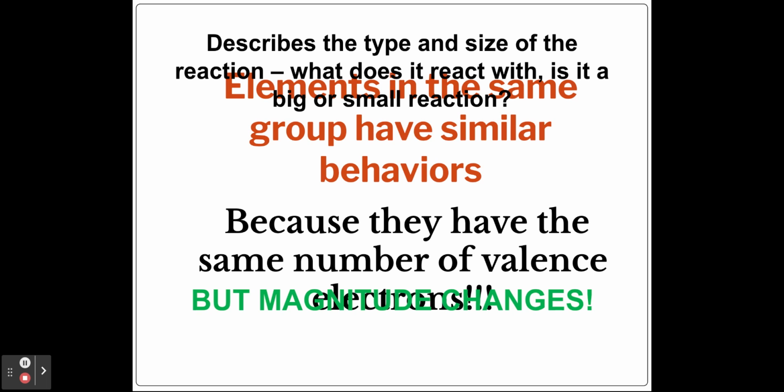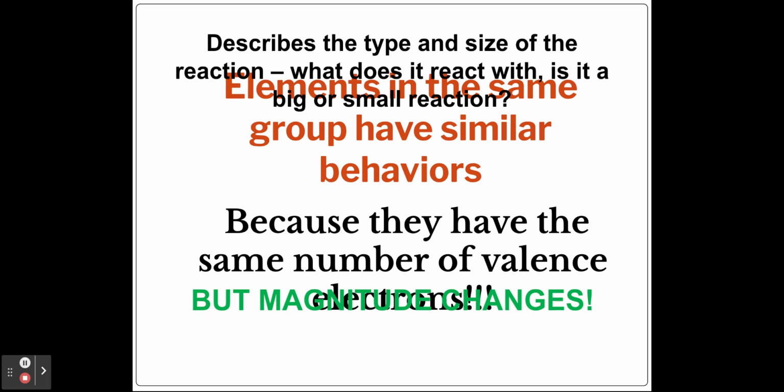So remember, the group number tells you the number of valence electrons for the representative groups, the main groups. So the 1A, 2A, 3A, 4A, 5A, 6A, 7A, those group numbers tell you the number of valence electrons. And therefore, all the elements in the same group have the same valence electrons, and therefore they have similar behaviors, similar properties. But the magnitude of the property is going to change. The magnitude of the reaction is going to change.